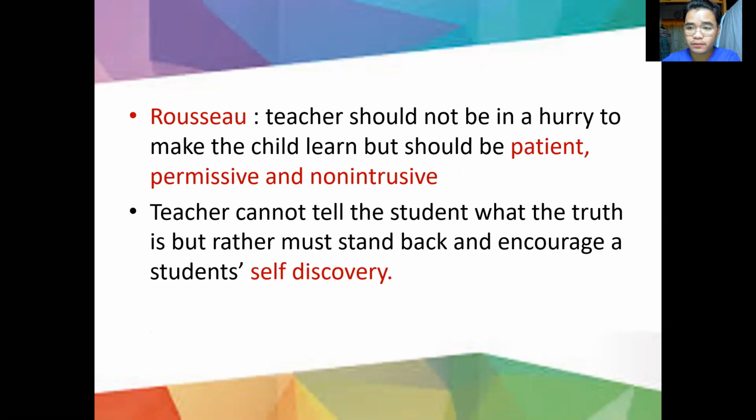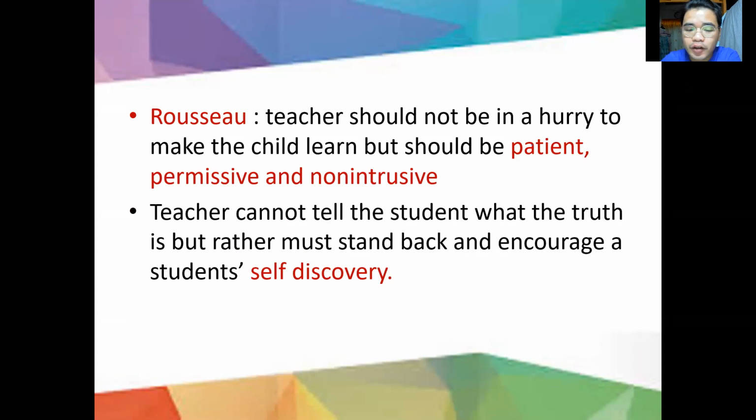According to Rousseau, a naturalist teacher should not be in a hurry to make the child learn, but should be patient, permissive, and non-intrusive because we are teaching depende sa natural capacity at ability ng bata. So you should be patient in waiting for the child. Okay? So mahirap itong gawin in a sense, because our educational system does not allow us to do this.